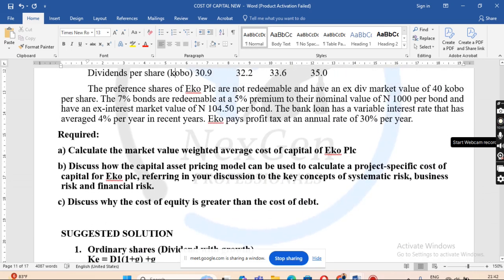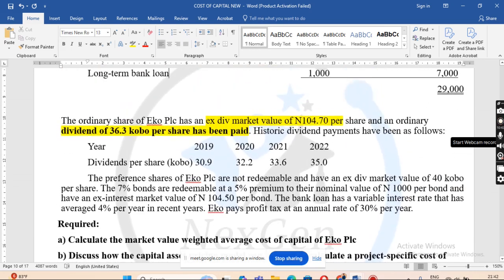Class, they will always give you the dividend for preference shares. Now, look at this question. Is it given? If it is not given, you have to determine the dividend for the preference shares. Look at what is given to us: 40 kobo per share.